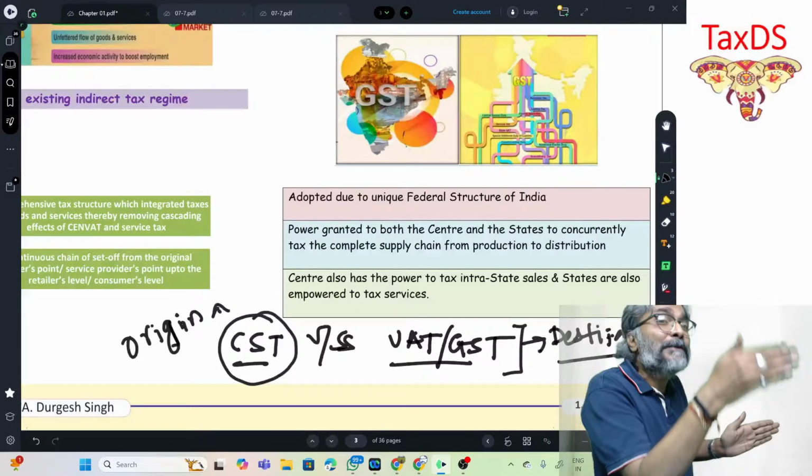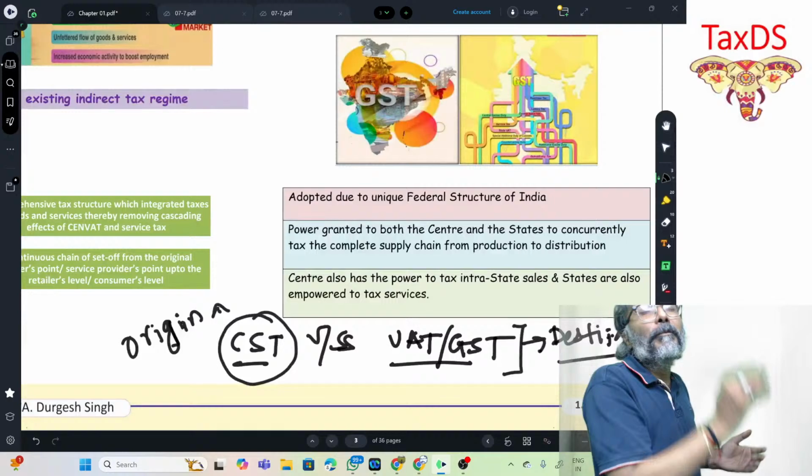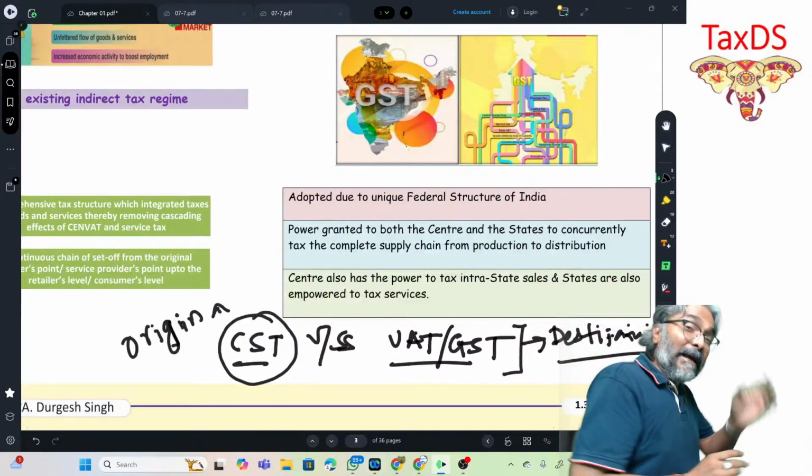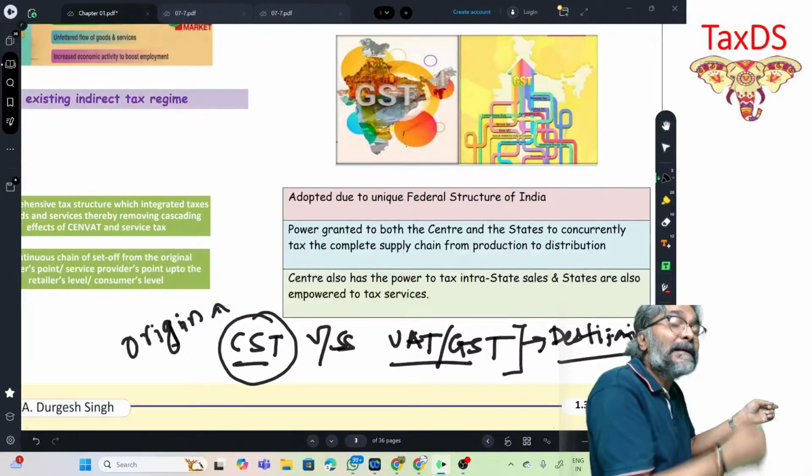The VAT and the GST, as you all are aware, is a destination based concept, which means the state where the goods or services are finally consumed is the state to which the VAT or GST will be charged. Origin based, from where it begins, is the state which will charge and retain the CST. Whereas in the case of VAT or GST, the destination based concept is applicable.